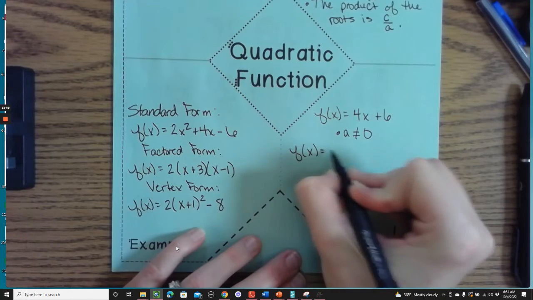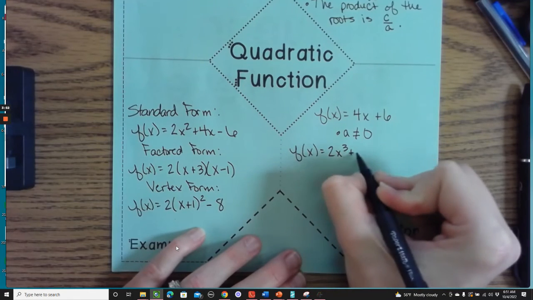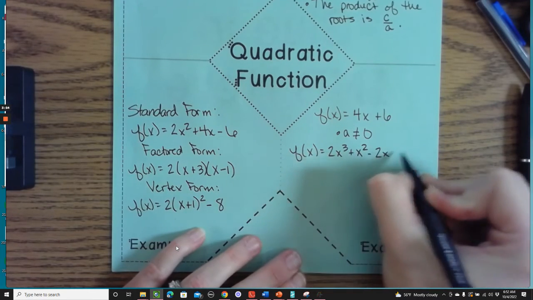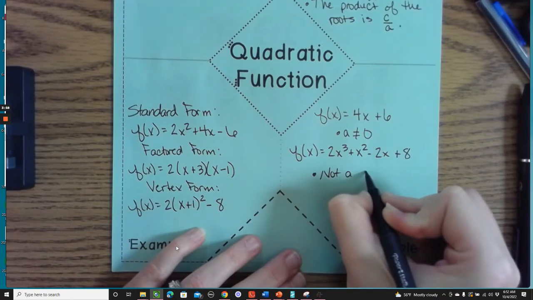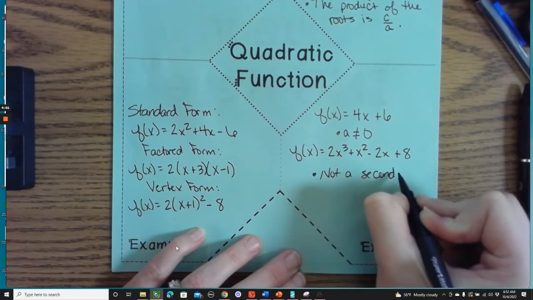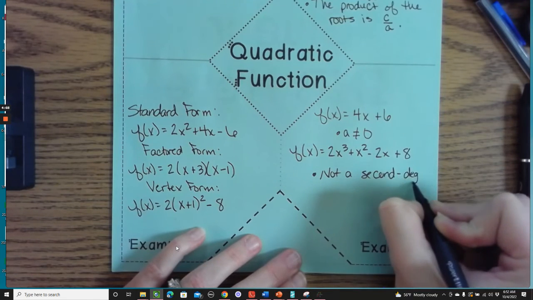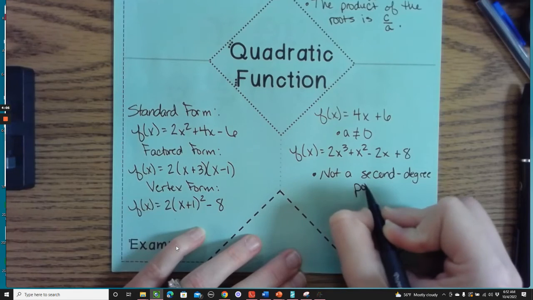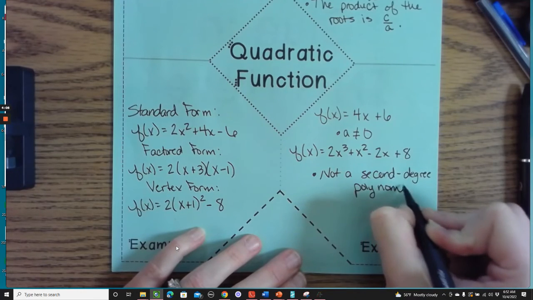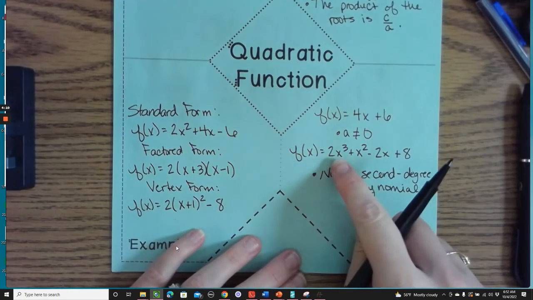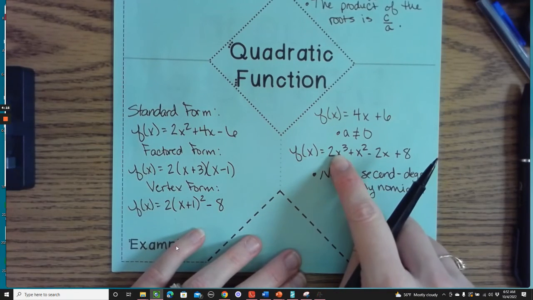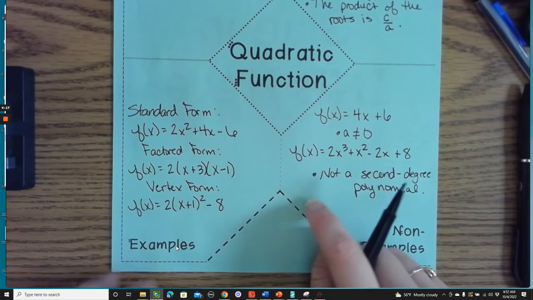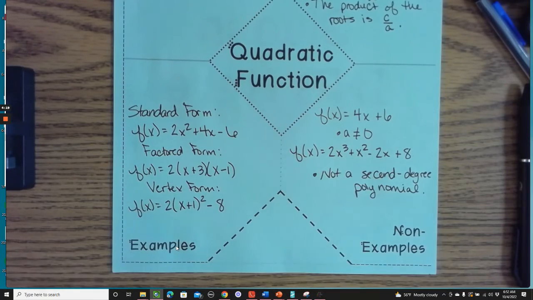F of x equals 2x cubed plus x squared minus 2x plus 8. This one is not a second degree polynomial. So that was also part of our definition, that it had to be a second degree polynomial. When we have a cubed term, that's when it becomes not a second degree polynomial. So the squared term makes it second degree. Anything above that cancels that out.